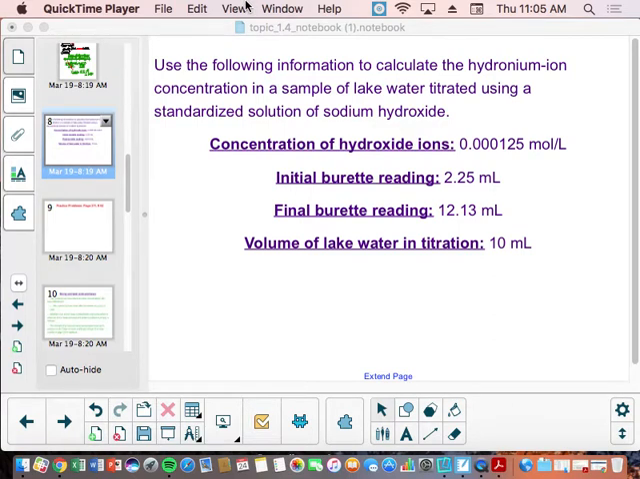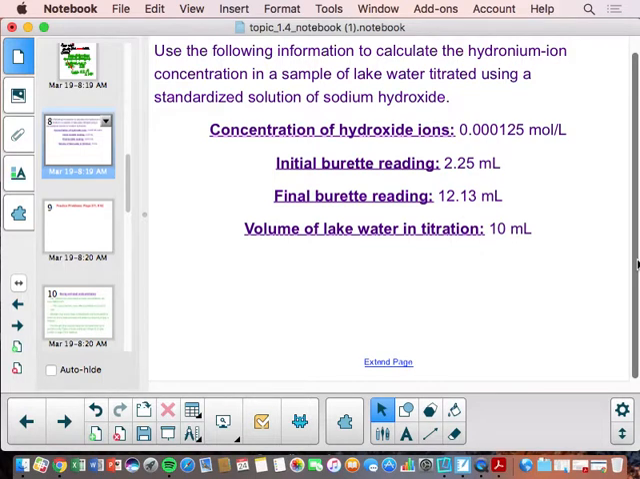Alright, so use the following information to calculate the hydronium ion concentration in a sample of lake water, titrated using a standardized solution of sodium hydroxide. Okay. So it's given us a bunch of information here. We want to calculate, what do we want? It says using the information to calculate the hydronium ion concentration in the sample of lake water.